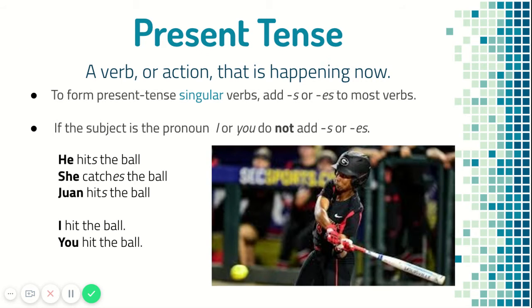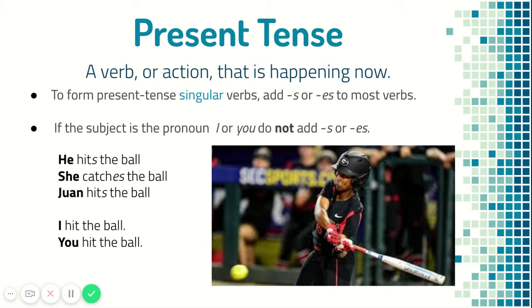So, a present tense verb is something that is happening now. It is happening right at that moment, okay? To form that present tense verb, you add an S or an ES on most verbs. I'm going to explain that. So, look at this sentence. He hits the ball. So, our verb there is hit.